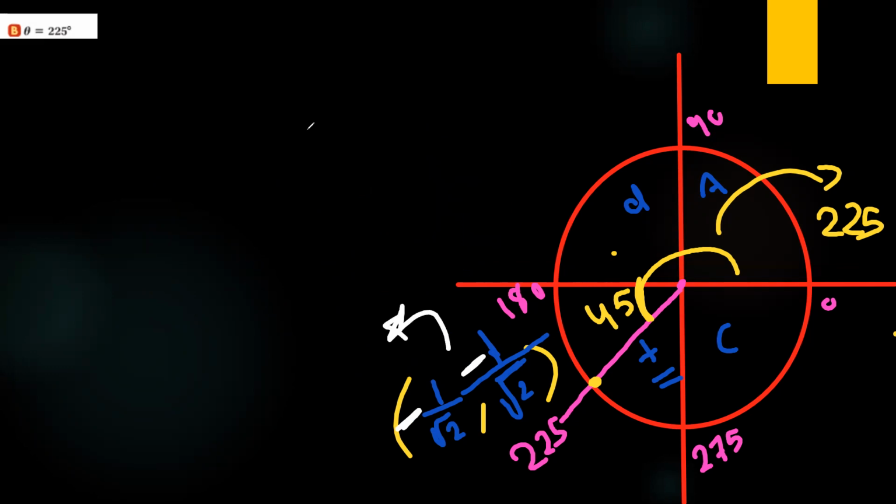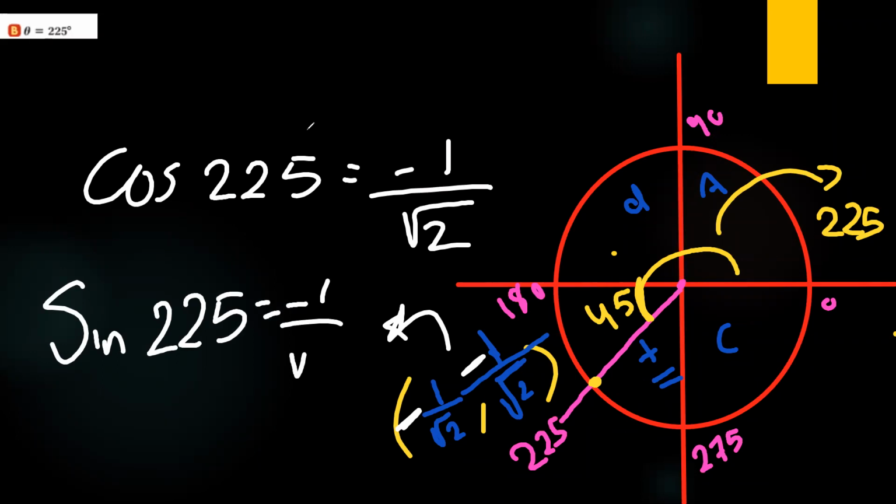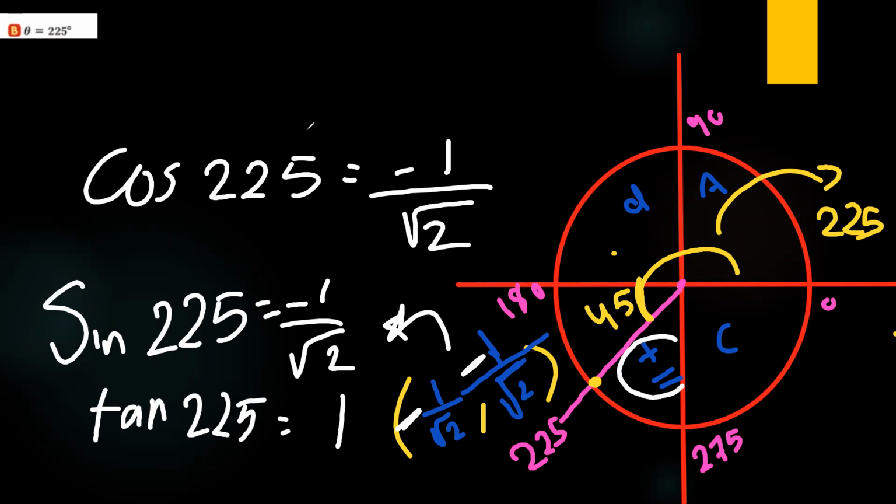So from here, we will say that cosine of 225 will be negative 1 over square root of 2, and sine of 225 will be negative 1 over square root of 2. And its tan will be the sine over cosine, which is 1. Why must it be positive? Because I told you here, the tan in quadrant 3 must be positive. Is it clear? Yeah.